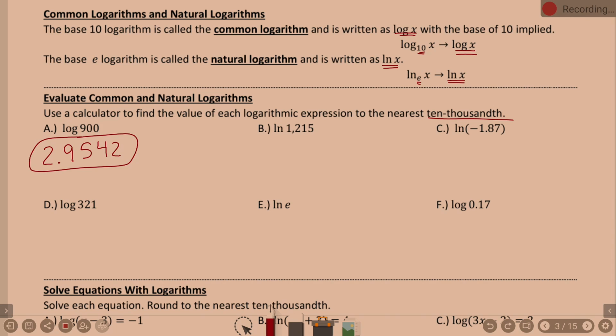Did we all find that and get that on our calculator? Do I need to demonstrate that? I'm guessing you can all hit a log button and type in the number, right? I know on my calculator it probably brings up automatic parentheses. You can end the parentheses, or you cannot if you're not doing anything else. What about B? ln, natural log of 1,215. What do you got, Jayden? 7.1025. Yep. Again, ten-thousandths, so that is 4 decimal places.